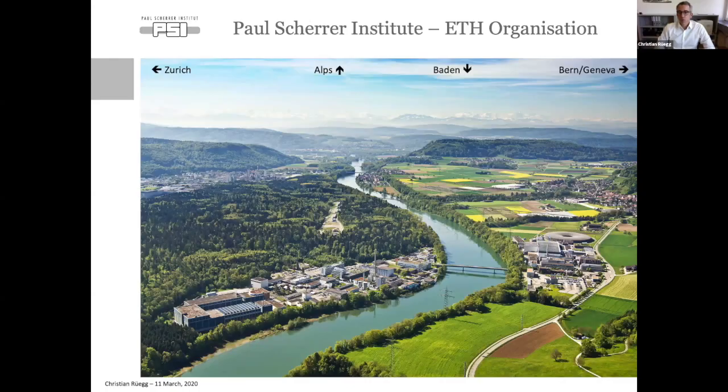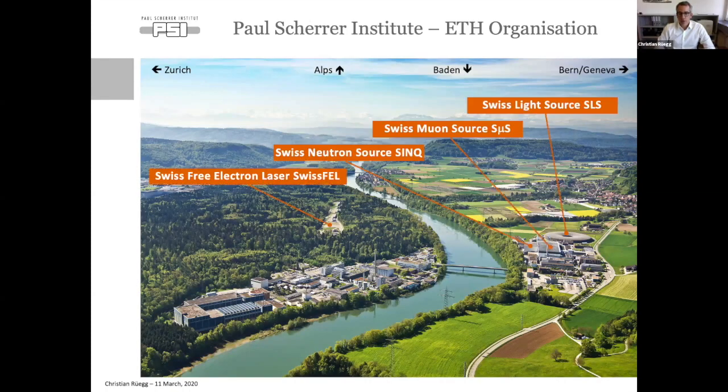At the Paul Scherrer Institute, where I work most of the time, we do have many of these experimental probes, not only neutrons, we also do photons, muons. We also have a spallation source, but it has a different time structure. There we focus more on doing experiments now under multi-extreme conditions.